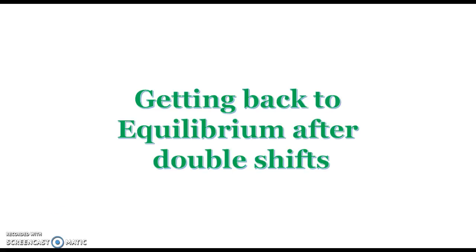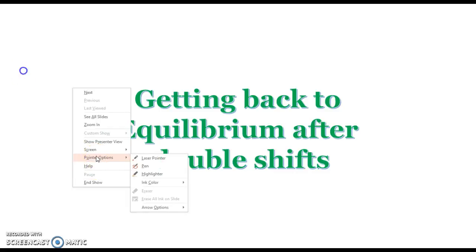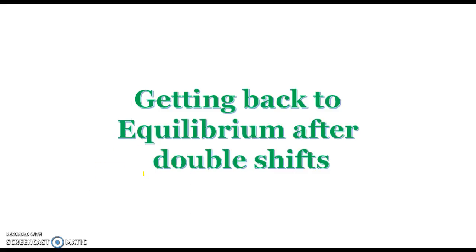Okay, in this video we're going to be looking at how a market gets back to equilibrium after a double shift. So we'll look at all the different types of double shifts that occur and the impact that has on both the quantity traded and the equilibrium price.